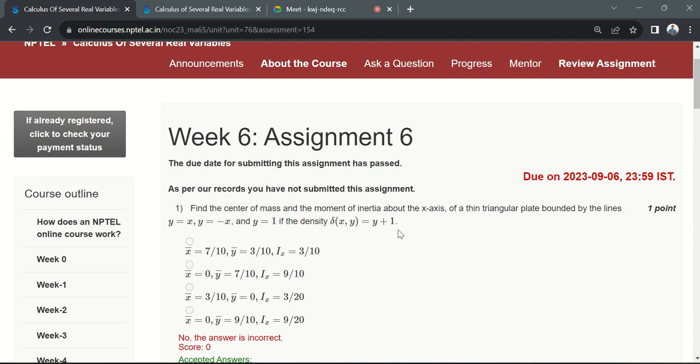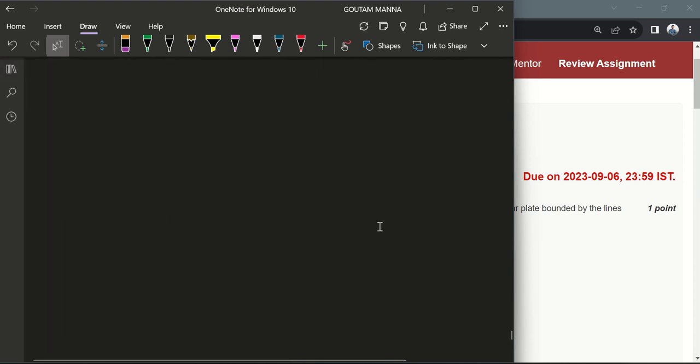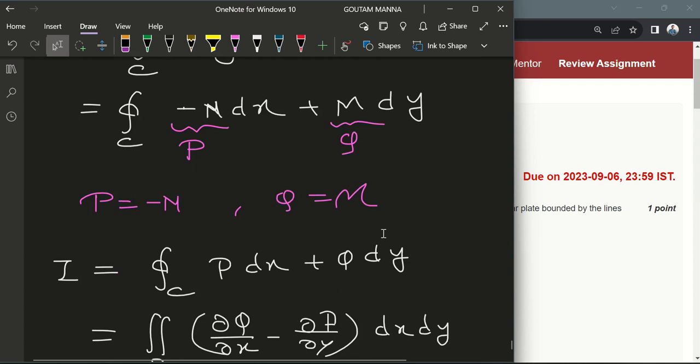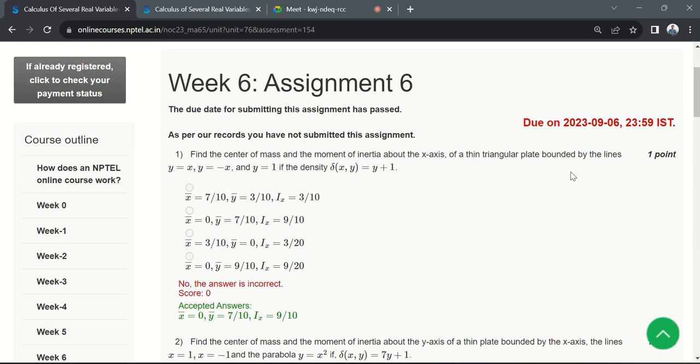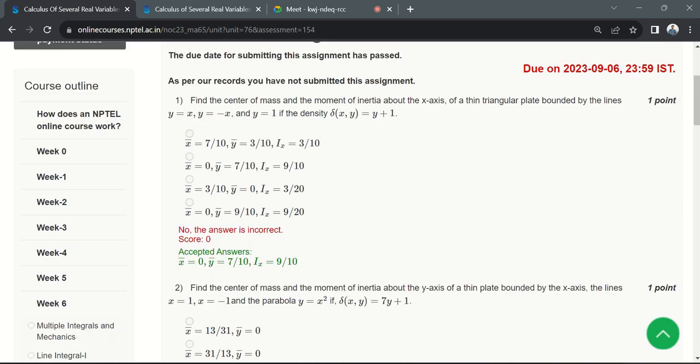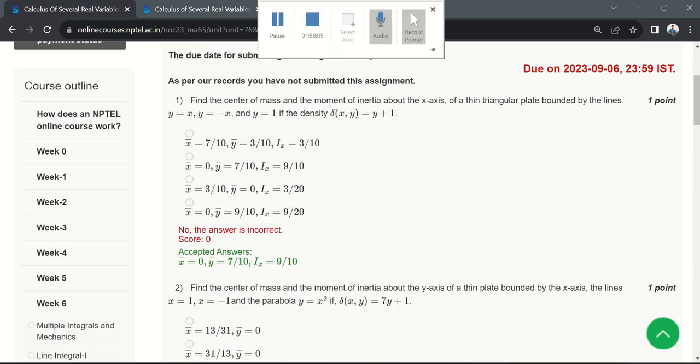Find the center of mass and the moment of inertia of a thin triangular plane plate bounded by the lines y equals x, y equals minus x, and y equals 1. I found that out, so I just need to explain the limits, right? Yes, sir, only the limits.